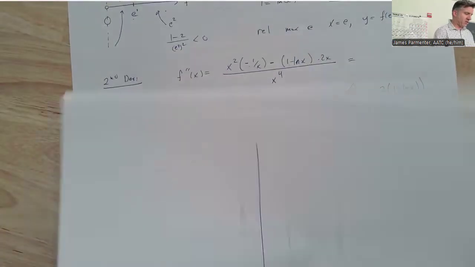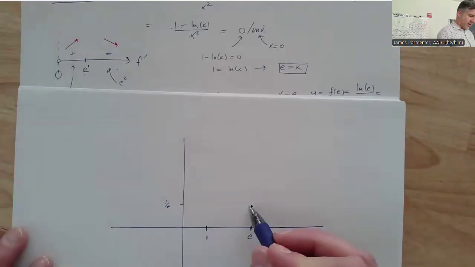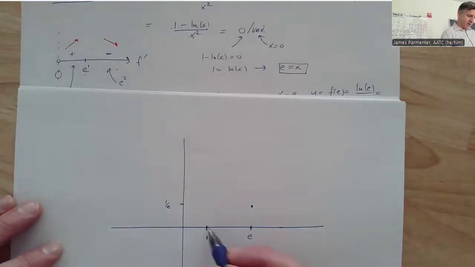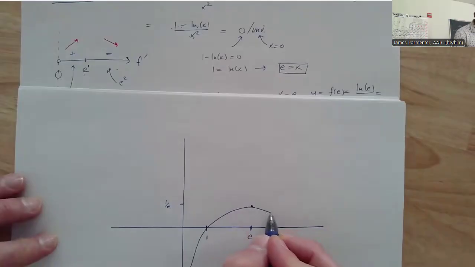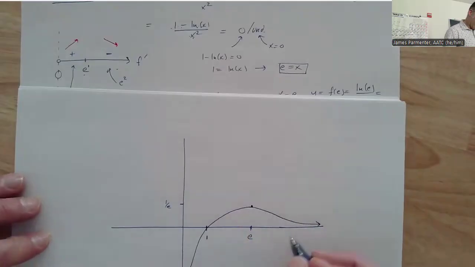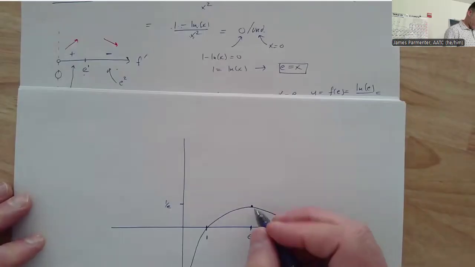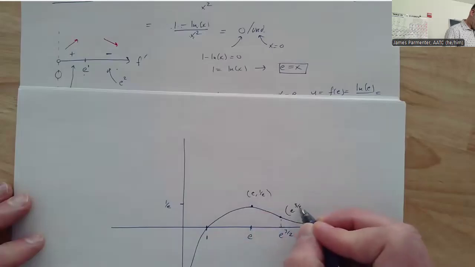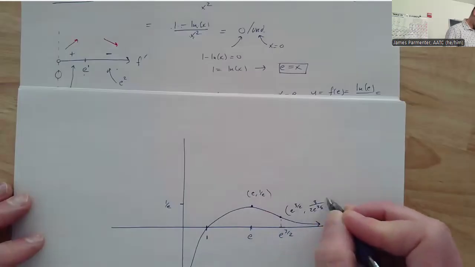So here's what we know. Looking at our first derivative sign chart, we are increasing until we get to that point there, decreasing afterwards. And we can't cross the x-axis except for right there. So it's going to look like this. And then we decrease, and then we turn around. And my inflection point's right about there. Let's say that that's my e to the 3 over 2. So here's my e comma 1 over e. Here's my e to the 3 over 2 comma 3 over 2 e to the 3 over 2.